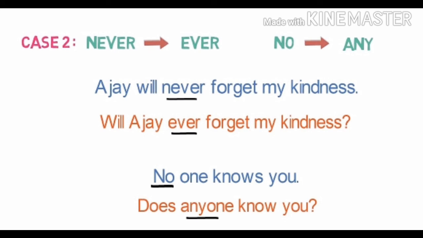If no is given, then you have to convert it into any. Examples we also saw, like Ajay will never forget my kindness. So the sentence will be, will Ajay ever forget my kindness? Same like that, no one knows you. Here, instead of no one, we have used anyone. Does anyone know you? This was the second case.